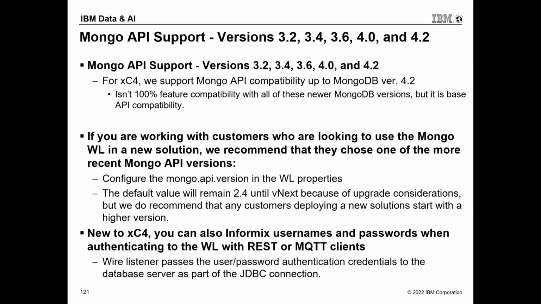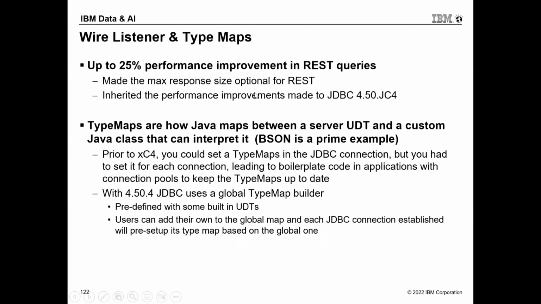And due to XC4, you can also use Informix usernames and passwords when authenticating to the Wire Listener with a REST or an MQTT client. The Wire Listener passes the user password authentication credentials to the database server as part of the JDBC connection. My apologies. REST queries got up to 25% performance improvements. We made the max response size optional for REST and inherited the performance improvements made to JDBC 4.5.jc4.